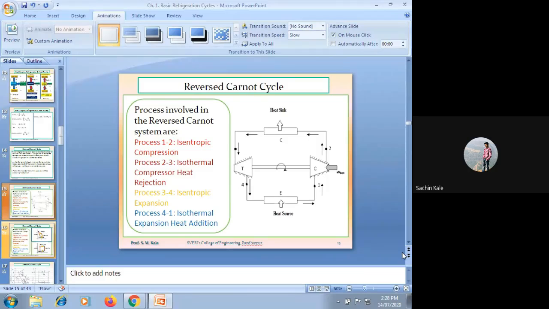Before the next lecture, you have to write down these 4 process names: isentropic compression, isothermal compression heat rejection, 3 to 4 isentropic expansion, and 4 to 1 isothermal expansion heat addition process. Using these 4 names, you have to draw the PV and TS diagram for reverse Carnot cycle. Before tomorrow's lecture, send me the drawn PV and TS diagram on my WhatsApp number. I will check. This will be your homework.